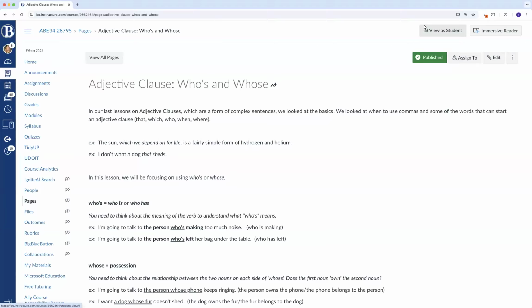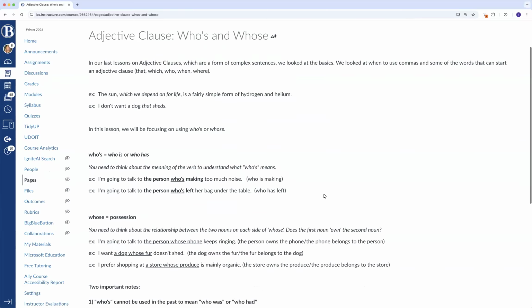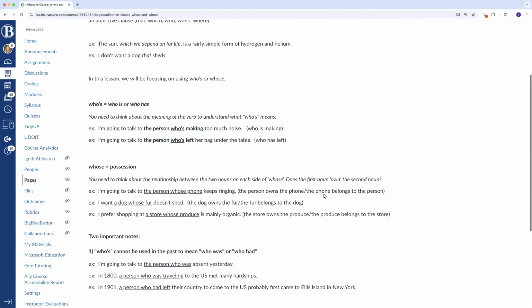In this lesson, we'll be focusing on using who's or whose. We pronounce them exactly the same, so it can be tricky to really hear the difference between the usage. Let's start with who's. There are actually two meanings that who's can be. Who's can be who is or who has. You need to think about the meaning of the verb to understand what who's means.